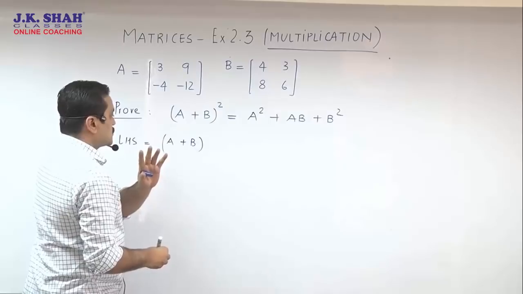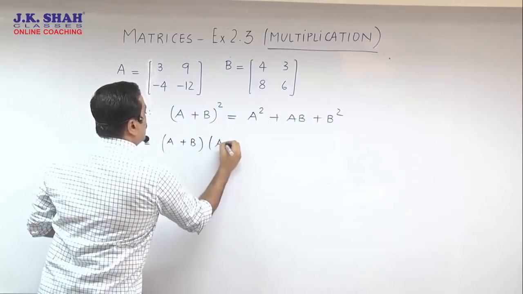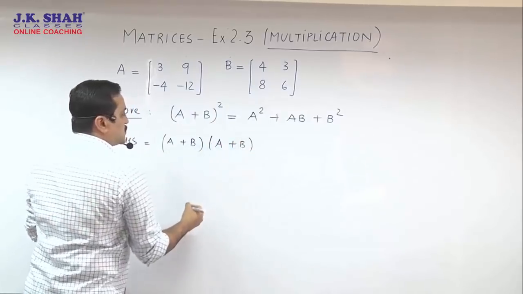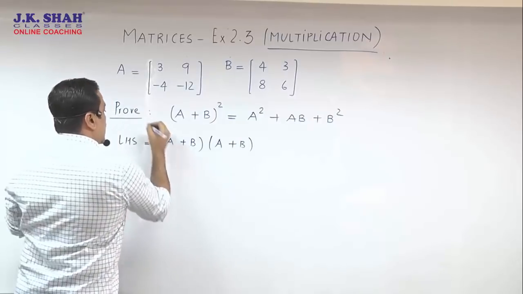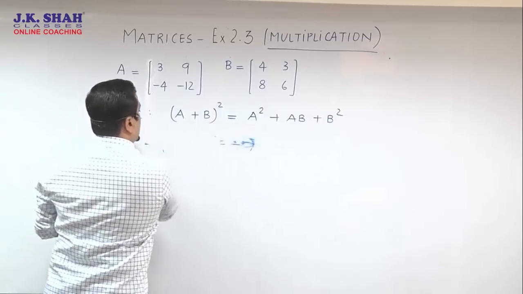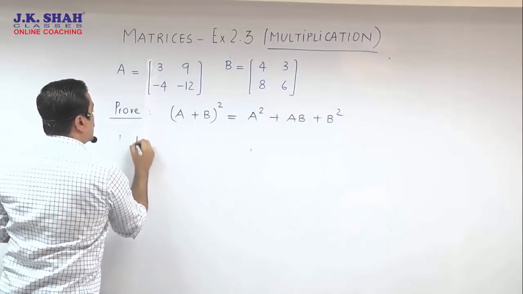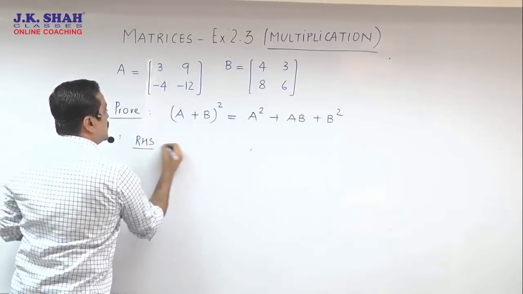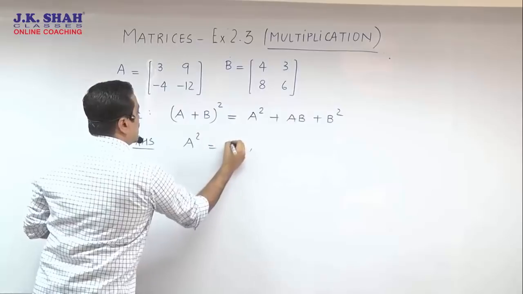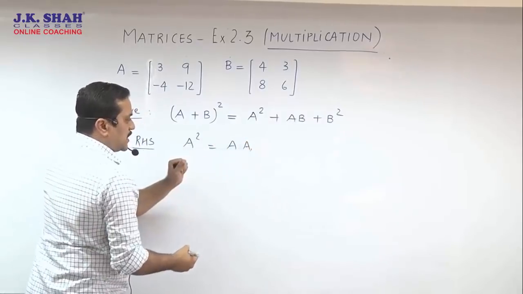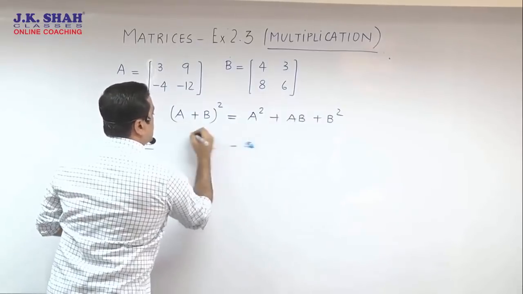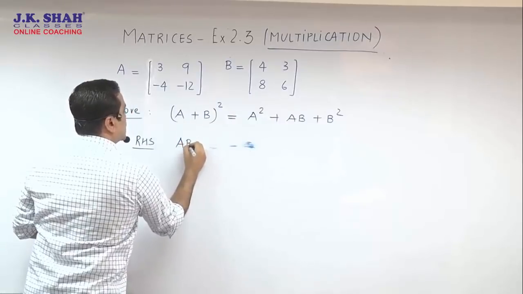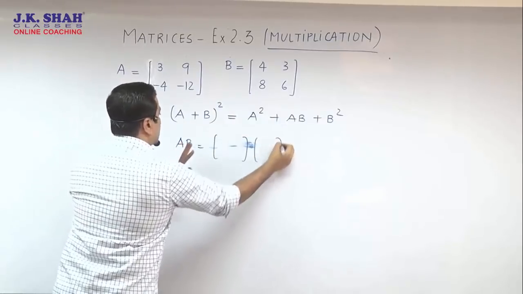of course you are not going to square it. We are going to go for (A+B) into (A+B). That's going to take half a page and the answer will come. Then having done with your LHS, you are going to work your RHS in 3 parts. You are going to work your A square out, A into A, that's one multiplication. Then having done that, you are going to move to AB. That's one more multiplication. This is a rough sketch I am showing you.